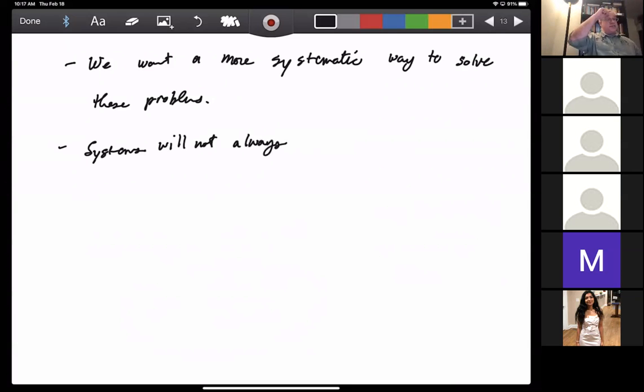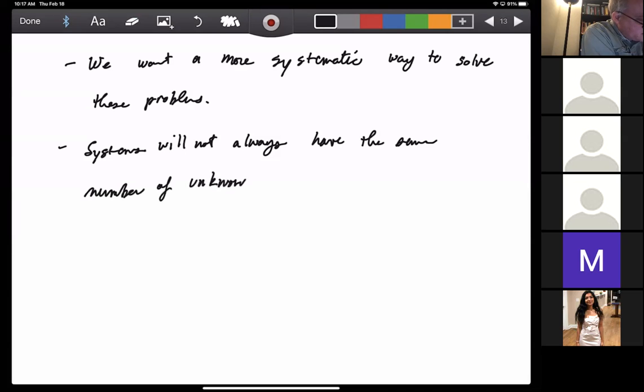So the types of systems that you might want to solve will not always have the same number of unknowns and equations. Okay, so we want a more systematic way to deal with these problems that will let us deal with general systems where there might be a mismatch between the number of unknowns and the number of equations.